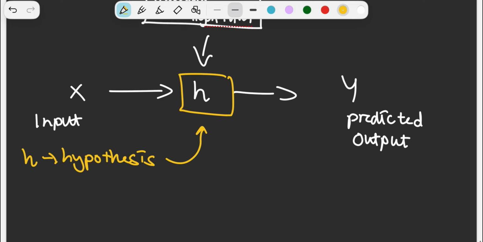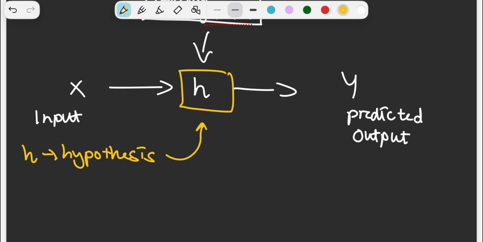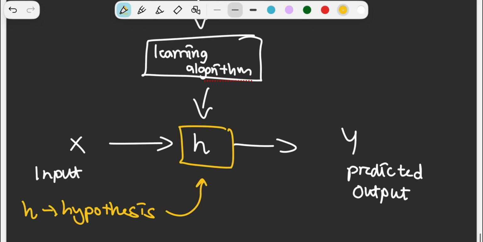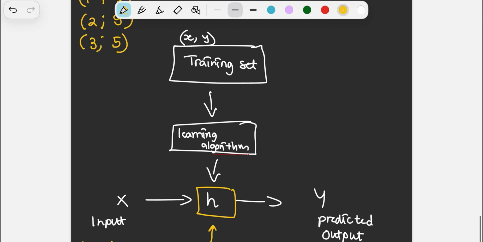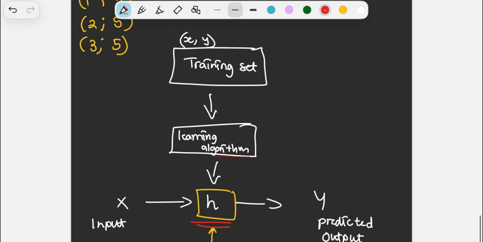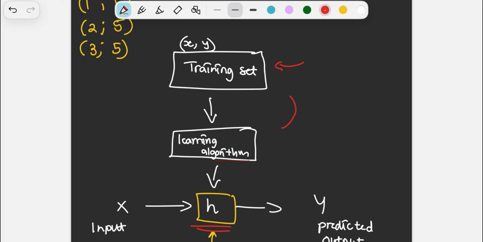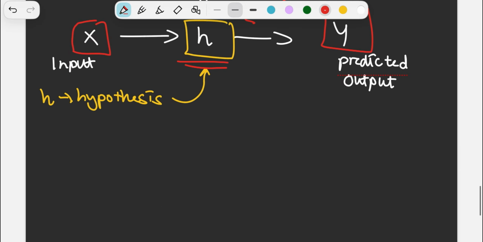So H is called the hypothesis. H is a relationship that maps X and Y. Basically, H says if X is equal to 1, Y is equal to 1. H is responsible for finding the relationship between X and Y. This is what we're going to be doing for the duration of this entire course: trying to find the relationship between X and Y by creating this function called H. So you start off with a training set, then you try to learn the relationships between that data so that you can create this function H.